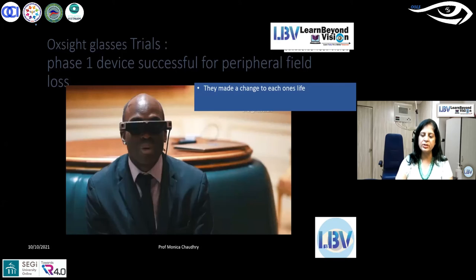I would like to continue some part of the video before I switch off. This is for a peripheral field loss patient, and you'll see some simulation which they have because they had a connection with this camera, so that while we did trials, we could see what the patient is seeing through. So these are all tubular fields, 5 degree, retinitis.